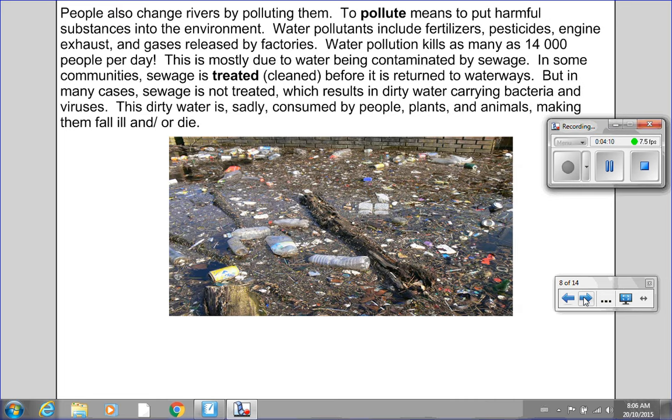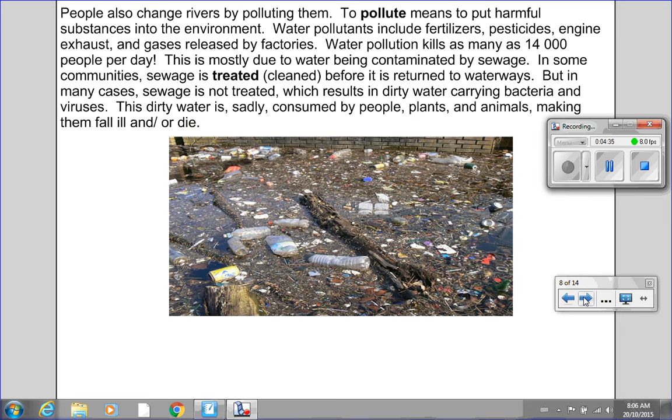People also change rivers by polluting them. To pollute means to put harmful substances into the environment. Water pollutants include fertilizers, pesticides, engine exhaust, and gases released by factories. Water pollution kills as many as 14,000 people per day. This is mostly due to water being contaminated by sewage.